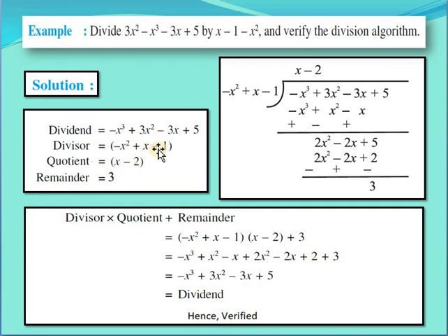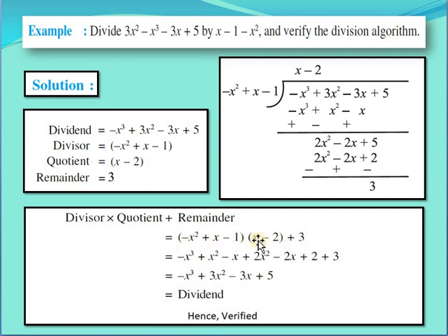Divisor: minus x square plus x minus 1. Quotient: x minus 2 and remainder 3. So how to verify the division algorithm? Divisor into quotient plus remainder. Multiply these two and add 3. Minus x square plus x minus 1 into x minus 2 plus 3.